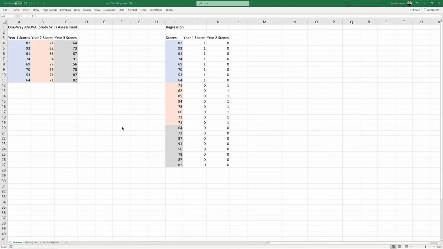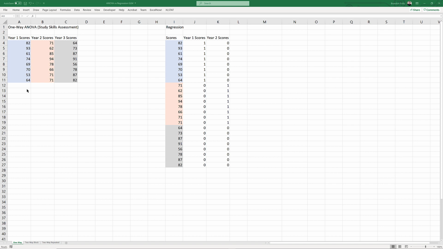Okay, so here we are in Excel. So the goal of this is to show the relationship between the ANOVA procedure and linear regression. So we have three tabs. In the first tab, we're going to do a one-way ANOVA. In the second tab, we will do a two-way block ANOVA. And then the third tab, we will do a two-way repeated measures ANOVA. And then we will pair regression with each one of those.